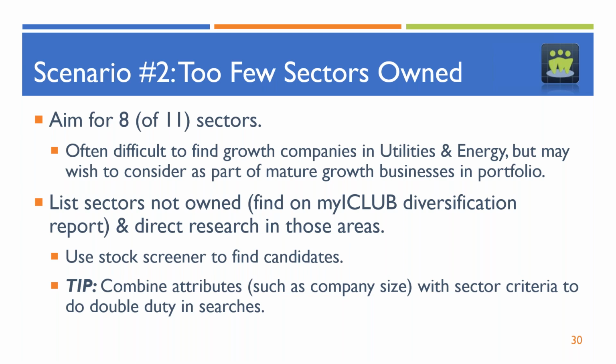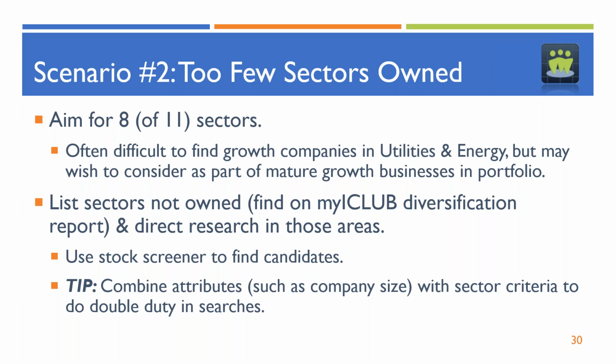If you have too few sectors owned, you can find the sectors that you don't own on the My iClub sector industry diversification report or graph. At the bottom, it will list the sectors that are not owned. And so that gives you the opportunity to direct research into those areas. You can assign members to tackle and identify companies in those sectors that you might want to consider. Stock screeners are great for those particular types of searches, where you can say, show me companies in the basic materials, industrials, and communication services sectors, and we'll look for those companies first.